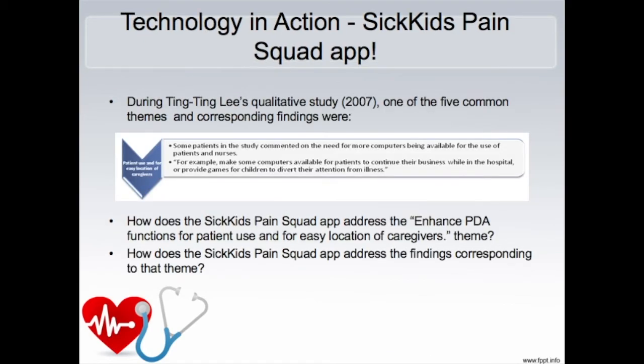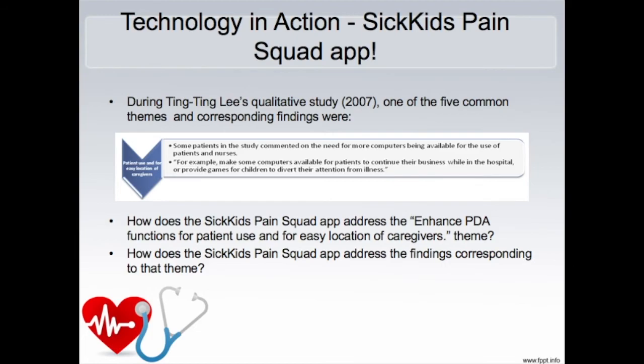Thinking back to Ting Lee's study on patient perceptions of nurses' use of PDAs at the bedside, one of the common themes presented was explain and market e-care to patients and families. A patient suggested sharing the use of computers with patients so that they may continue their business while at the hospital and provide games for children to divert their attention from their illness.